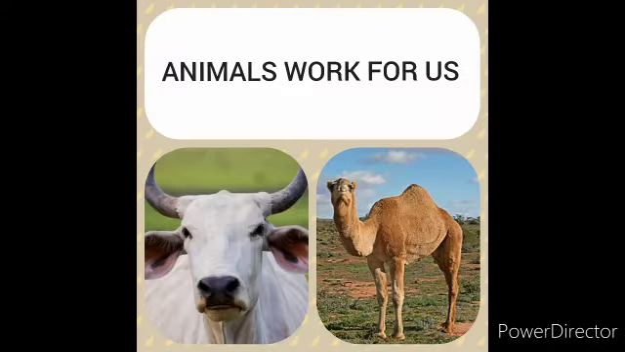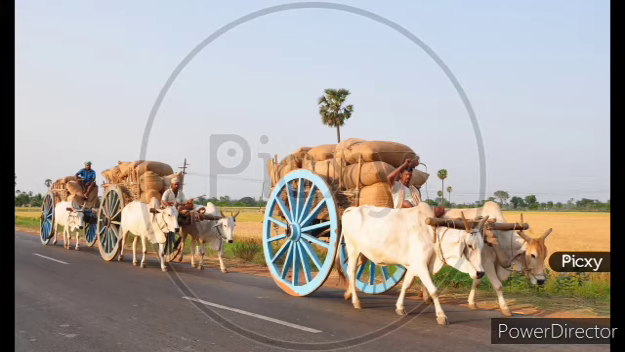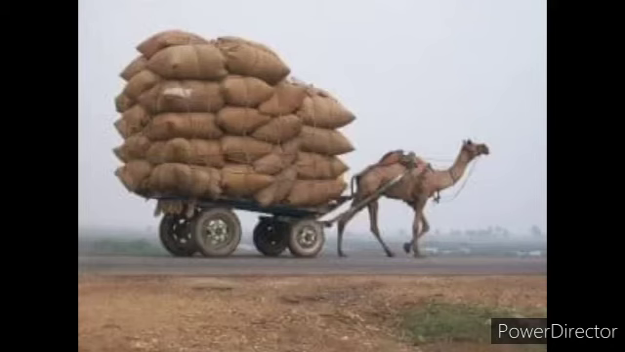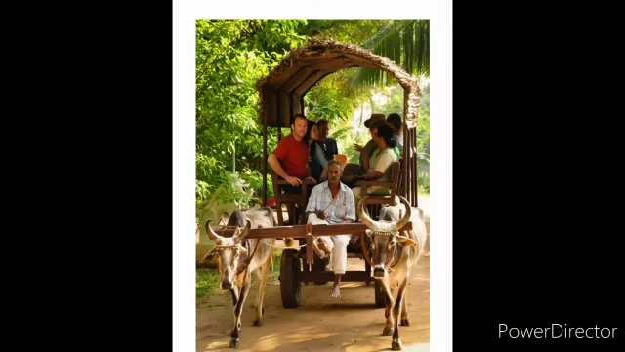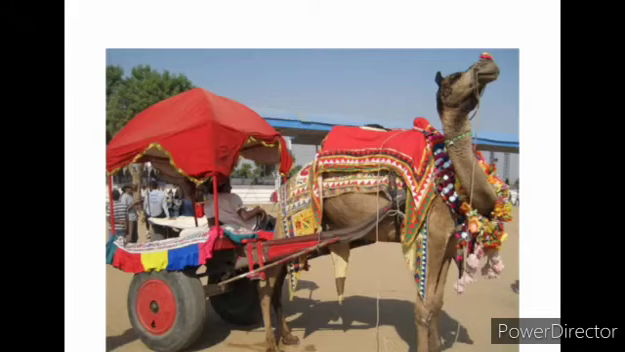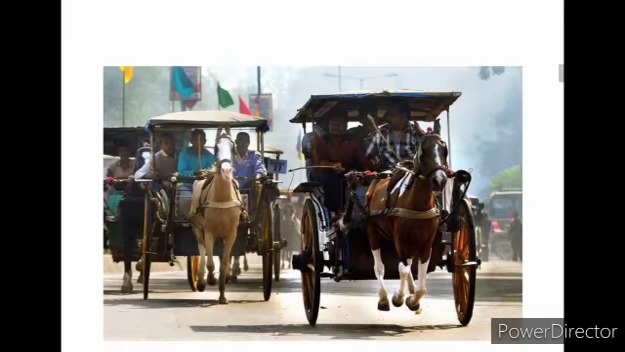The second topic is animals work for us. Animals like bulls, oxen, camels, and donkeys carry loads for us, and they are also used as transport. This is a bullock cart, this is a camel cart, and this is a horse cart. These carts are used as transport systems.